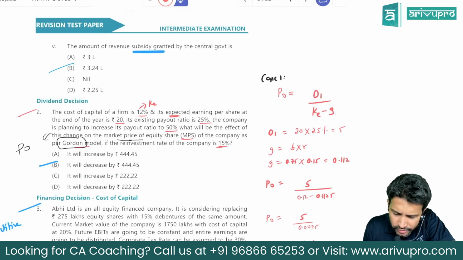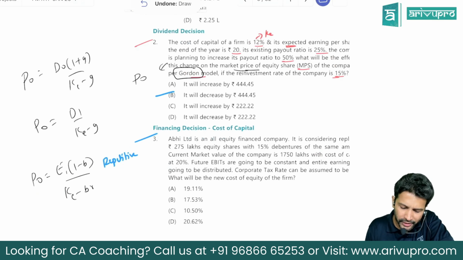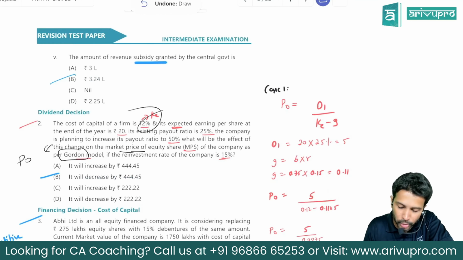Check. Cost of capital, they've given it to be 12%. That cost of capital is nothing but your cost of equity. That is given to be how much?